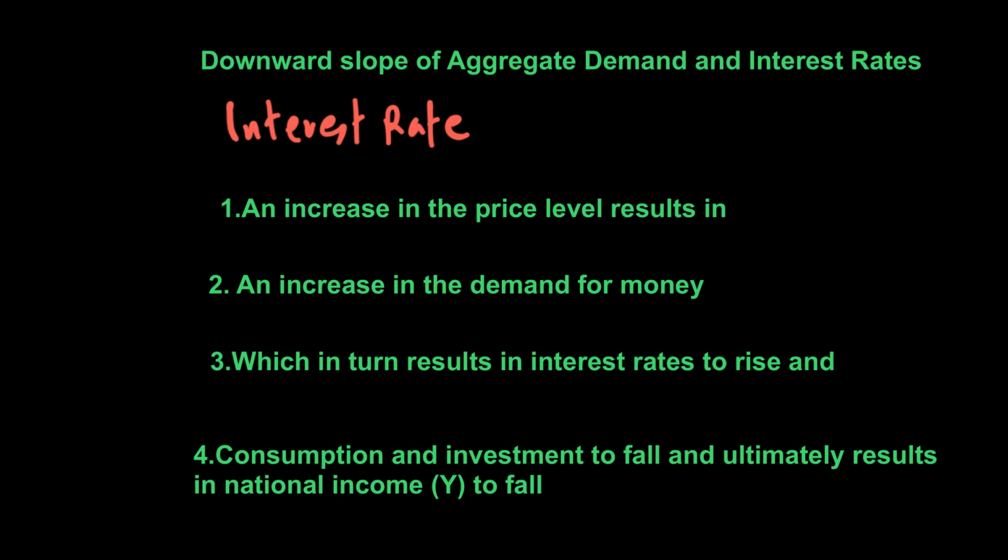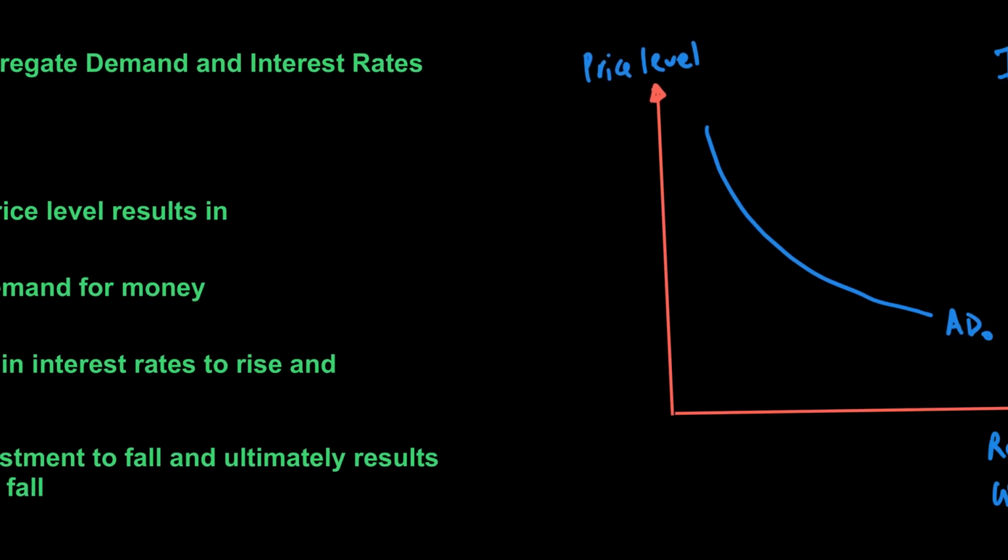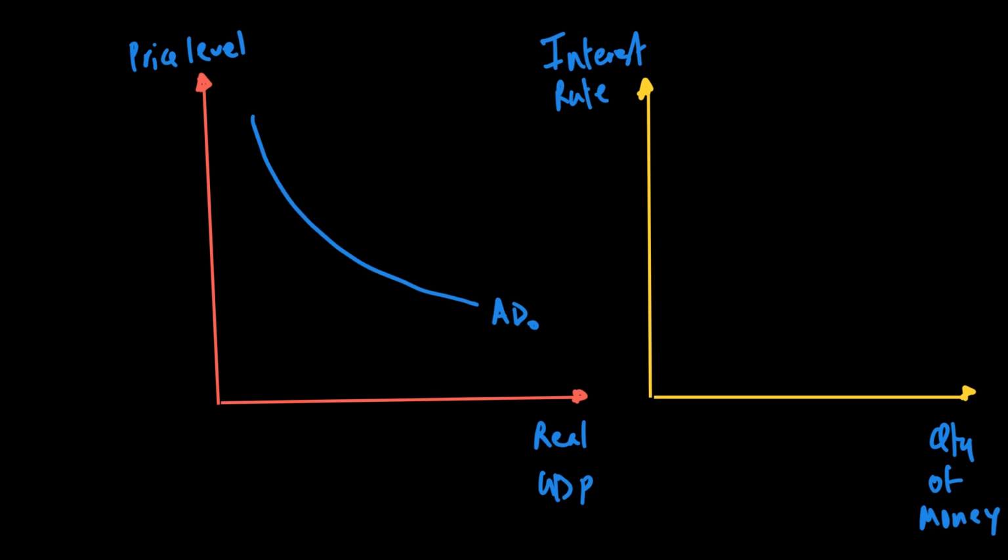So I'm going to explain this concept, the idea of how an increase in price level can make the demand for money rise, and if that demand for money goes up, how does that affect interest rate and therefore consumption and investment to fall. So let's start off with the first diagram, which is the AD curve. Let's say the price level of an economy goes up from P0 to P1. Let's call that P0 to P1 step number one.